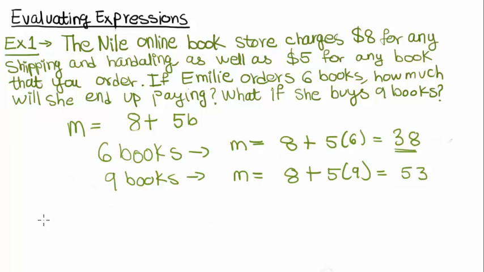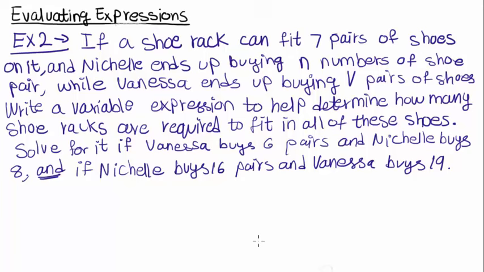Now let's do one last example before I leave you in this video. In this example, we have that if a shoe rack can fit 7 pairs of shoes on it, and Nichelle ends up buying n number of shoe pairs, while Vanessa ends up buying v pairs of shoes, write a variable expression to help determine how many shoe racks are required to fit in all of these shoes. And then we need to solve for it if Vanessa buys 6 pairs and Nichelle buys 8, and if Nichelle buys 16 pairs and Vanessa buys 19.